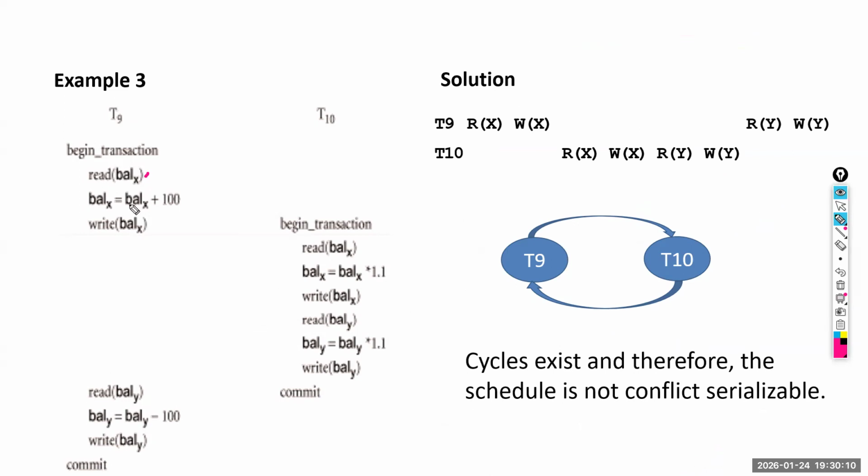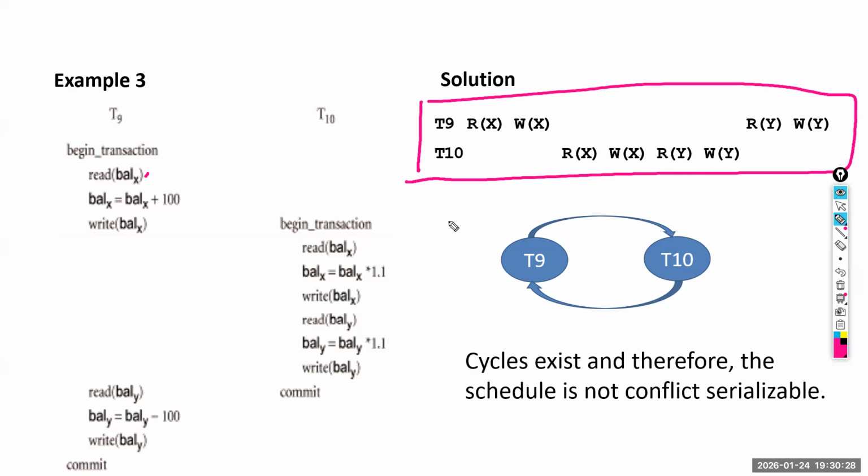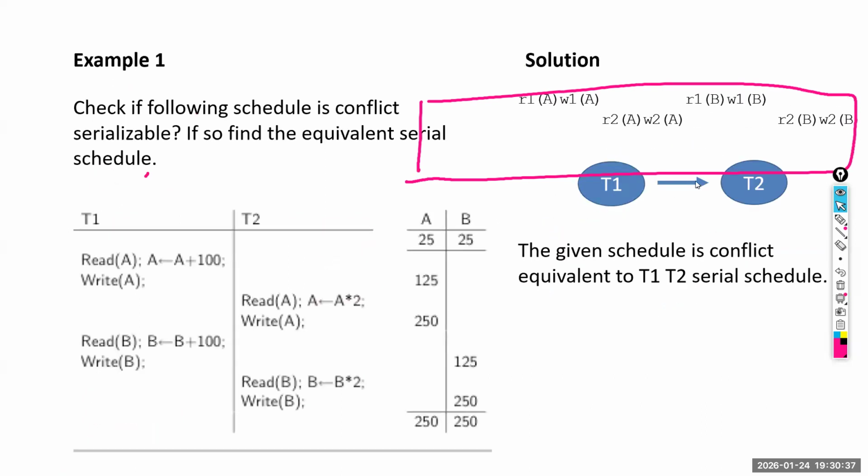If there exists a cycle, it is not a conflict serializable schedule. If there is no cycle, that schedule is conflict serializable, and you can always find the equivalent serial schedule also. For example, for this one, the equivalent serial schedule was T1 and then T2, because you can see it goes from T1 to T2.